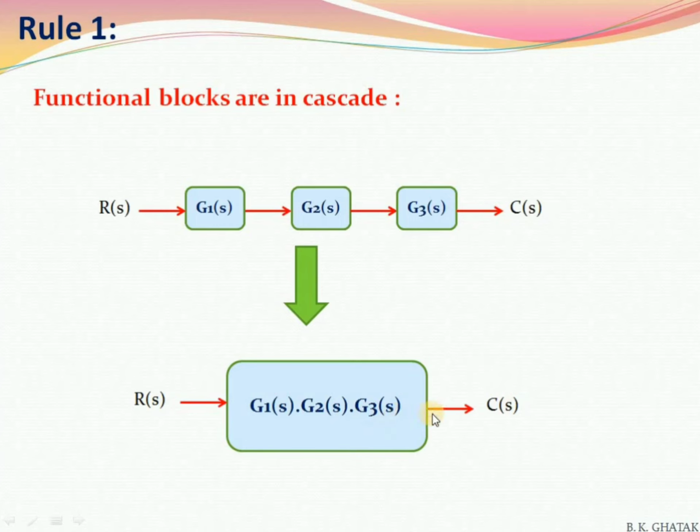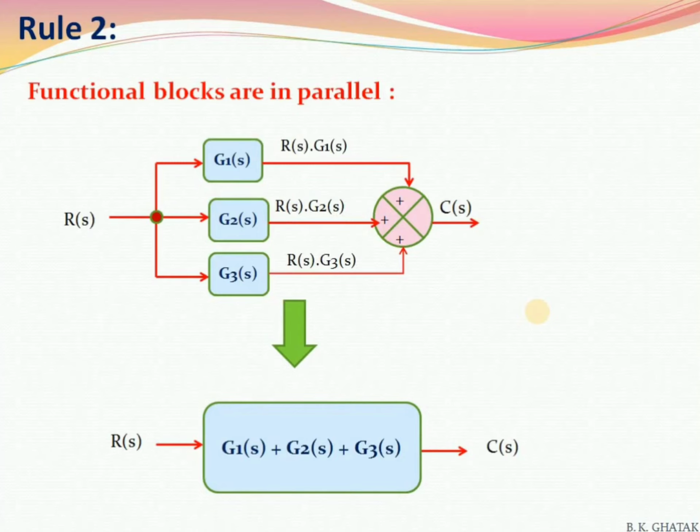Clear? And we get an output as CS. Here both the values of CS are equal. Next, rule number 2, if the functional blocks are in parallel. Previously we saw that functional blocks are in cascade. Now the functional blocks are in parallel.